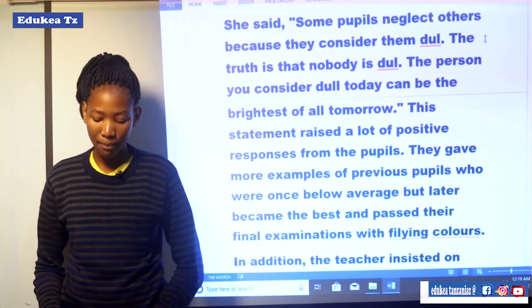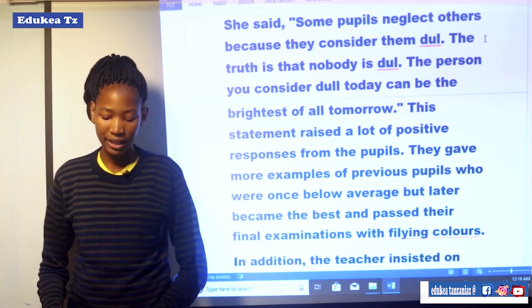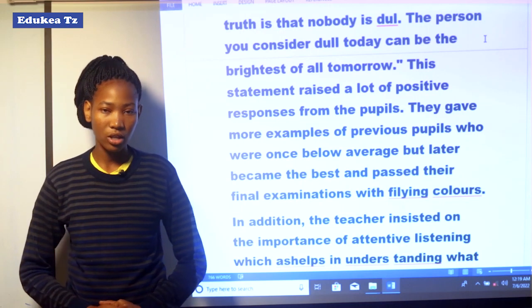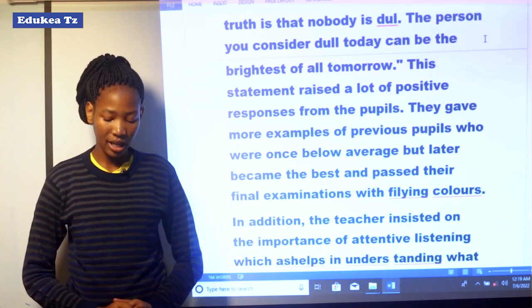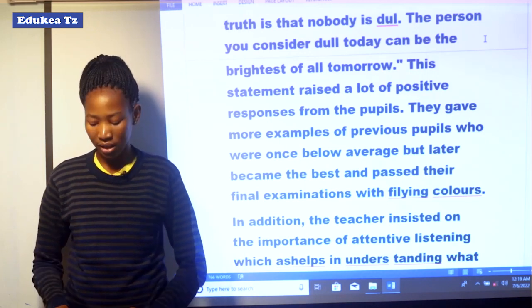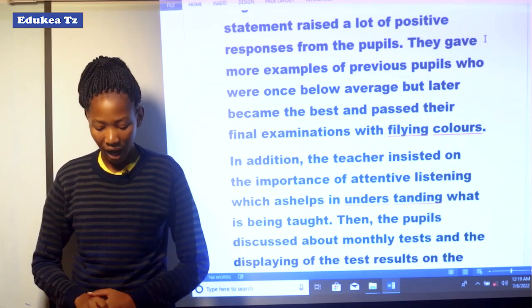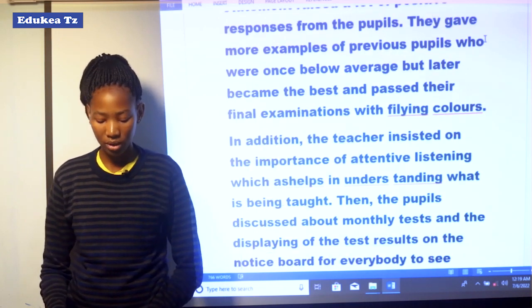They gave more examples of previous pupils who were once below average but later became the best and passed their final examination with flying colors. In addition, the teacher insisted on the importance of attentive listening, which helps in understanding what is being taught.